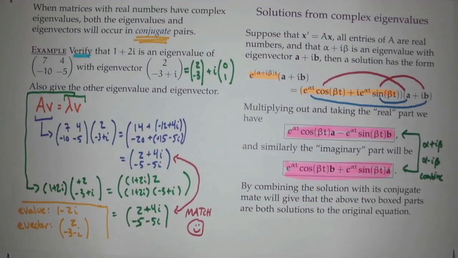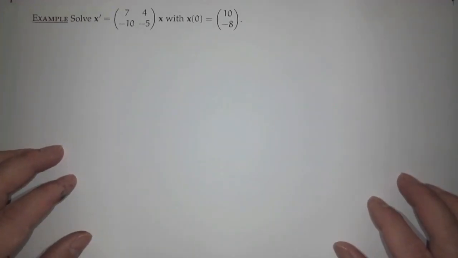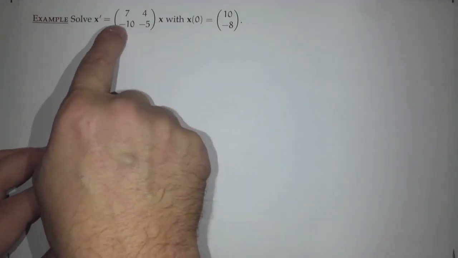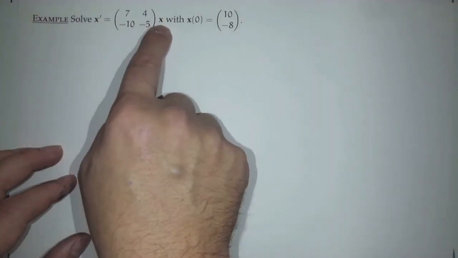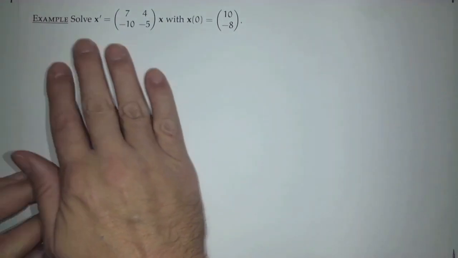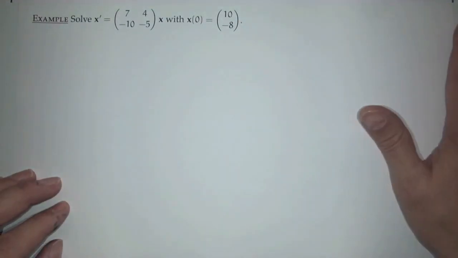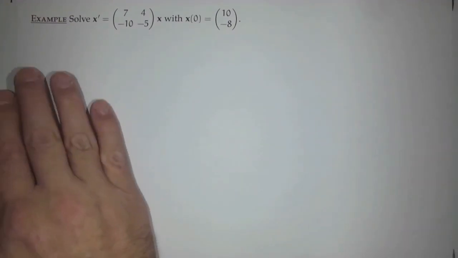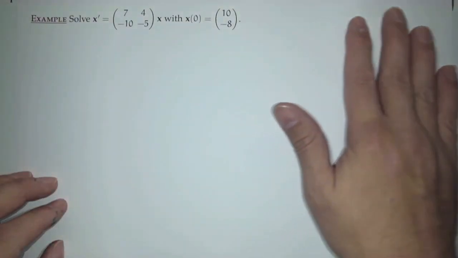Okay, good. Well, any questions on this part? Well, let's try this. So, here we go. Solve x prime equals this matrix, 7, 4, minus 10, minus 5, times x, with an initial condition, x of 0 equals 10, minus 8. And look at all this beautiful space here that we get to work with. So much space.